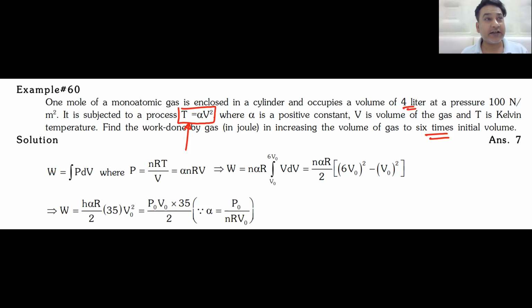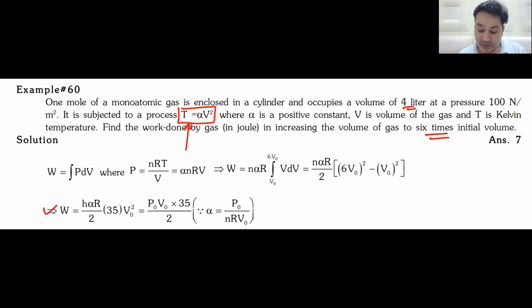From there you can calculate the initial temperature, and you can calculate the change in temperature. Then you can write nR delta T upon 1 minus x, and that would be your answer. So if you have done it that way, congratulations, you have done it correctly. Your answer should also be coming correct. Yes or no? Yes, sir.